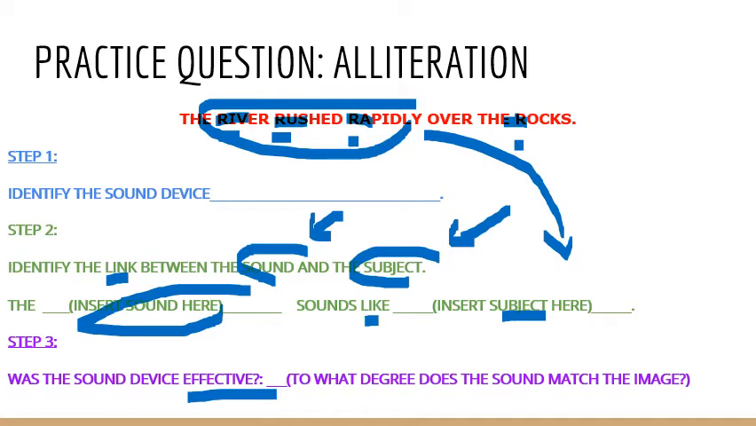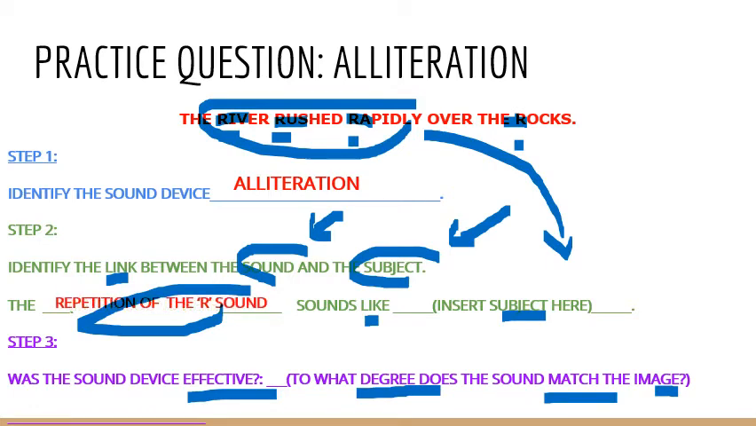Was the sound device used effectively? And in order to answer that question, I need to decide to what degree does the sound match the image. Now let's have a look. Your first mark and your easy mark is going to be to identify the sound device. And that's obviously alliteration. But now I must make a link between the sound and the subject. So the repetition of the R sound sounds like a rushing river.